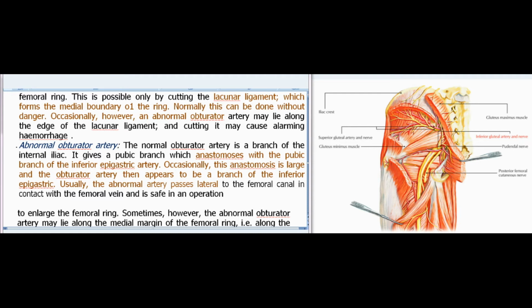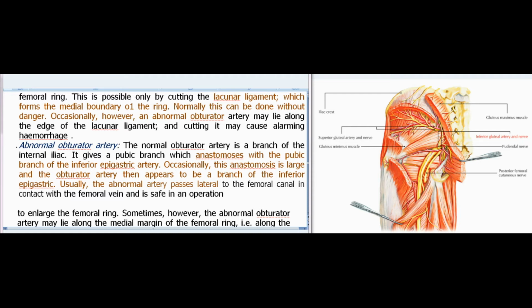Occasionally, however, an abnormal obturator artery may lie along the edge of the lacunar ligament, and cutting it may cause alarming hemorrhage. Abnormal obturator artery. The normal obturator artery is a branch of the internal iliac. It gives a pubic branch which anastomoses with the pubic branch of the inferior epigastric artery. Occasionally, this anastomosis is large and the obturator artery then appears to be a branch of the inferior epigastric. Usually, the abnormal artery passes lateral to the femoral canal in contact with the femoral vein and is safe in an operation to enlarge the femoral ring.